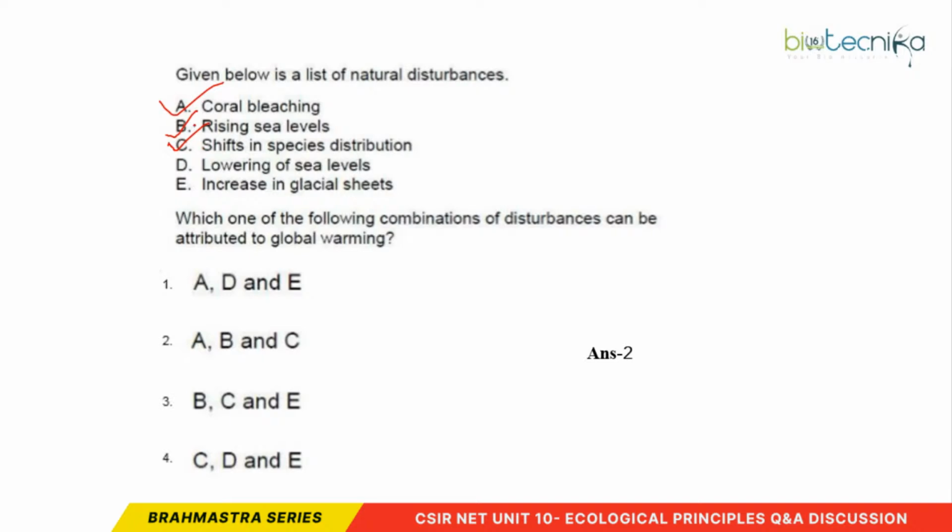Okay, so see, very simple options they have given it to you. Lowering of sea level will never happen. Okay, icebergs are melting. Increase in glacier sheet, how it can be possible when the temperature is so high? So obviously not possible. So this is a very common sense based question. No application, no knowledge also you don't need. If you know what is global warming, a simple definition of global warming, you will be able to answer.